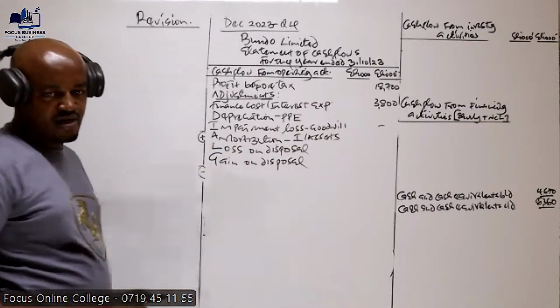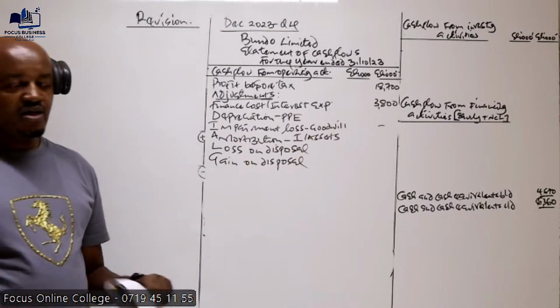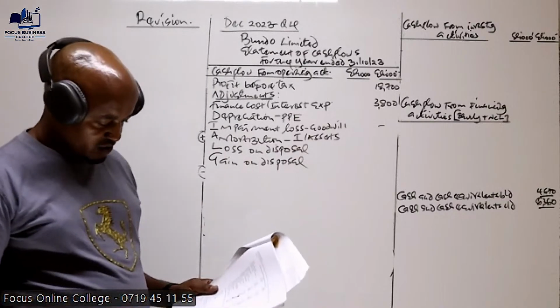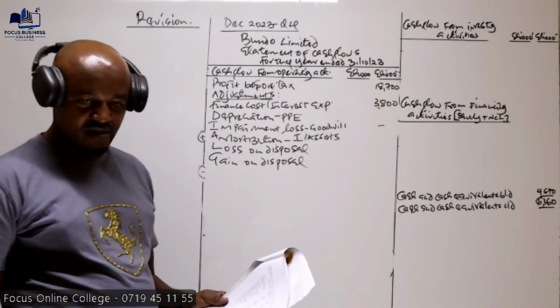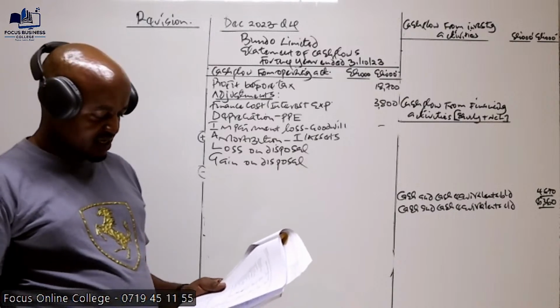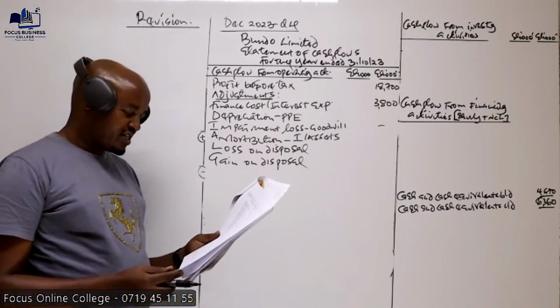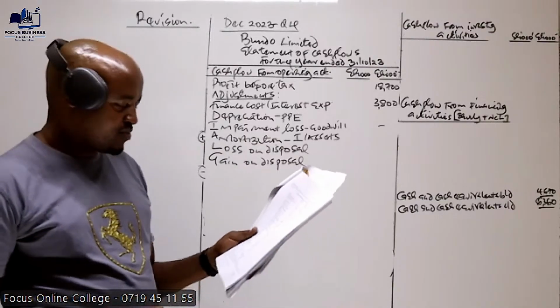So let's go through the additional information and see what you're given. In note number 1, we are told the property, plant, and equipment was made up as follows. We are given the costs of the PPE at the start and also at the end. We have accumulated depreciation at the start and also at the end. Then we have the carrying amount. Carrying amount is the same as the net book value.